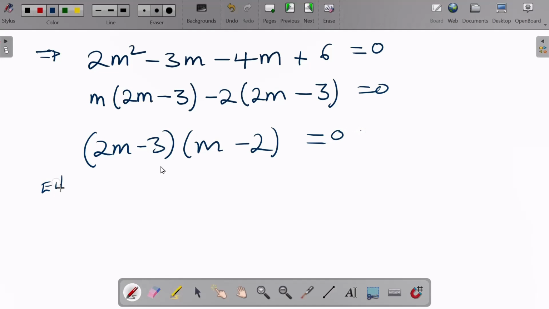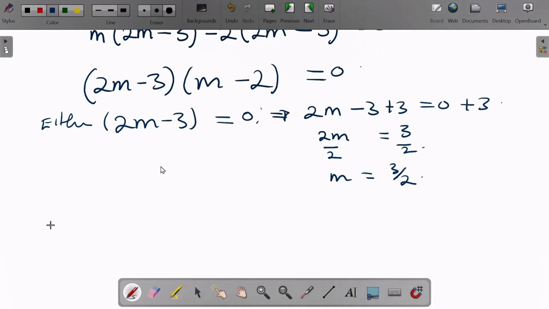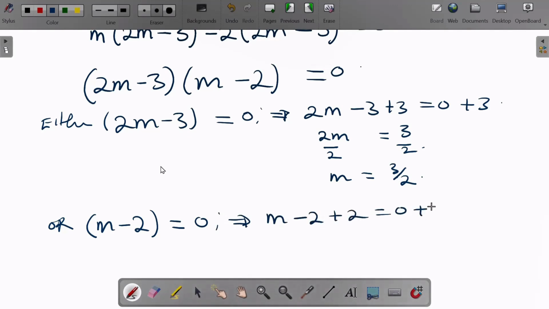So either 2m minus 3 equals 0, implying that 2m minus 3 plus 3 equals 0 plus 3. This one cancels. We have 2m equals 3. We divide by 2 on both sides, implying that m is equal to 3 divided by 2. That is the either part. Then or m minus 2 equals 0, implying that m minus 2 plus 2 equals 0 plus 2, implying that m equals, these two cancel, 2. So we are having two values of m: 3 divided by 2 and 2.